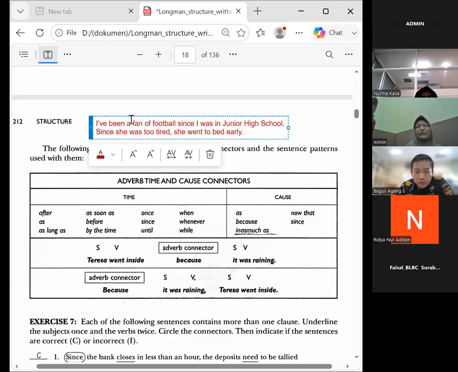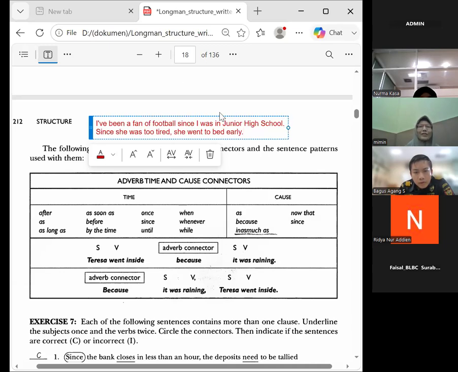Excellent. "I've been a fan of football" is present perfect, but look at the clause after "since". Is it in present perfect, present simple, or past simple? Past simple. Yes, it goes that way. So for time, the sentence after "since" is always in past simple. Right, and the main clause is in the present perfect.